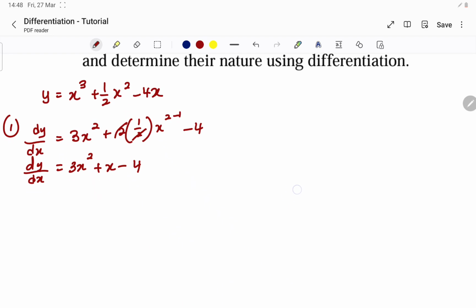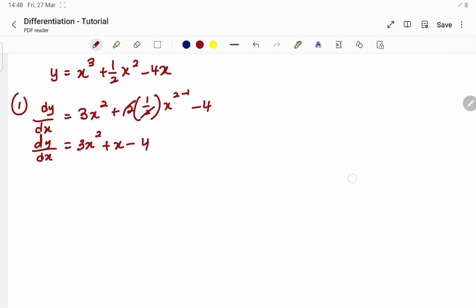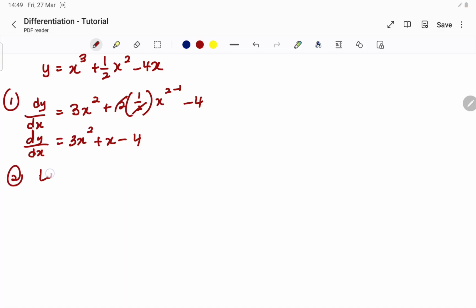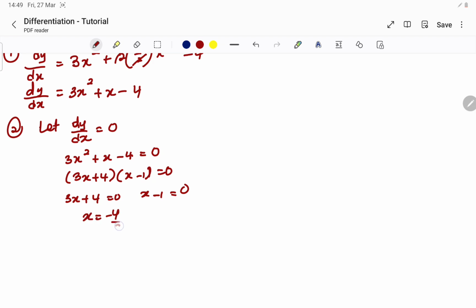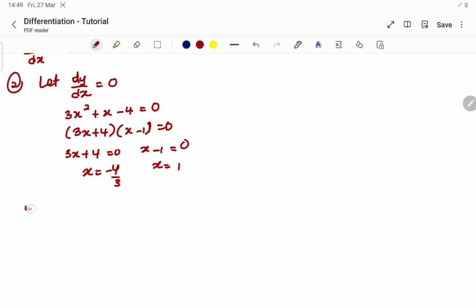The next step is to let dy/dx equal 0. So you're going to get 3x squared plus x minus 4 equal to 0. Then you're going to get 3x plus 4 and x minus 1 equal to 0. Then 3x plus 4 equals 0, and x minus 1 equals 0. So x is negative 4 over 3, and the other x is equal to 1. So you have 2 values of x, and then you substitute inside y.